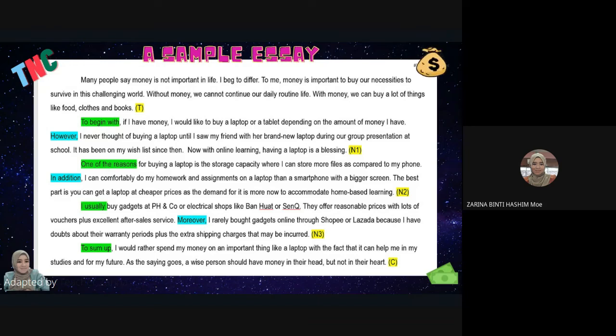Then don't go into reason yet. You talk about the idea of how come you want to buy a laptop. Where do you get the idea from? However, I never thought of buying a laptop until I saw my friend with her brand new laptop during our group presentation at school. That is how you come to the idea of wanting to buy a laptop. And it has been on my wish list since then. Starting from that day, you want to buy your own laptop.